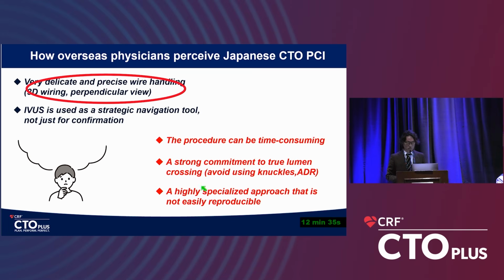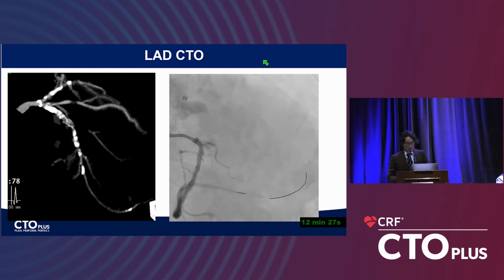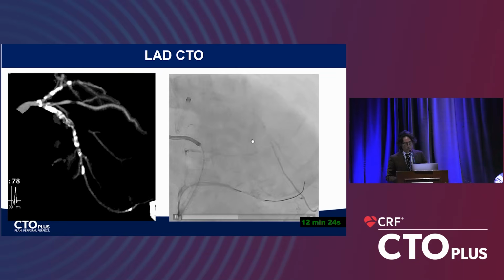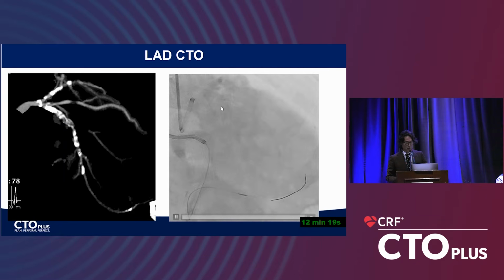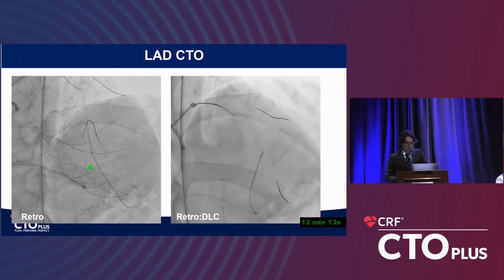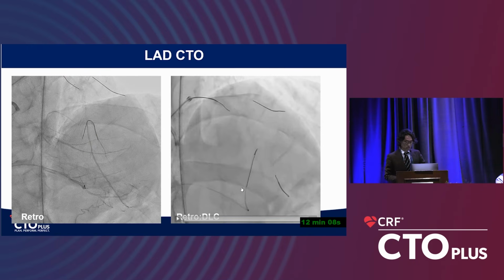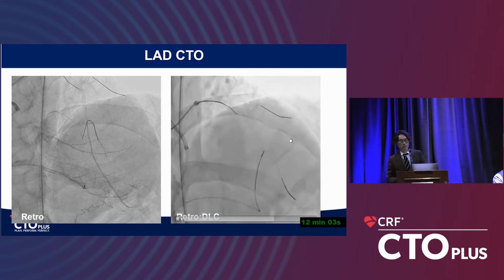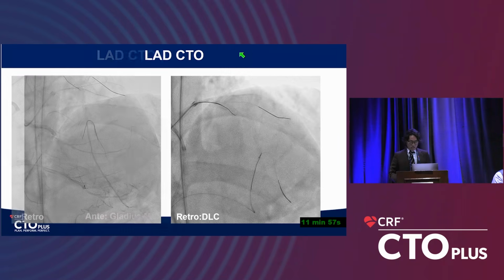Of course, we continue to uphold this style. However, we have to improve the knuckle wiring and ADR. I will show one case. This is an LAD CTO, very calcified and relatively long, with not-so-good collaterals from the retrograde side. The CTO just started around the diagonal branch. I started retrograde, but there was only one retrograde channel, very close to the distal end. I negotiated a double lumen catheter. That's okay, however the retrograde wire could not go up. So I gave up on retrograde wiring and started antegrade.